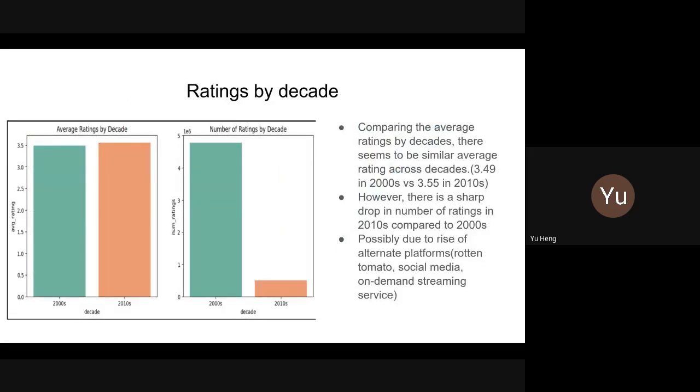Okay, similar to what was previously mentioned, but ratings by decade depicted in a bar plot and also in consolidated form. So previously mentioned, there's a sharp drop in the number of ratings in the 2010s as compared to the 2000s. Aside from on-demand streaming, there might also be other alternative platforms such as social media or Rotten Tomatoes, which are possible alternatives for IMDb, where the dataset is acquired from. Despite this, there's still a similar average rating across decades. So 3.49 in the 2000s and 3.55 in the 2010s.